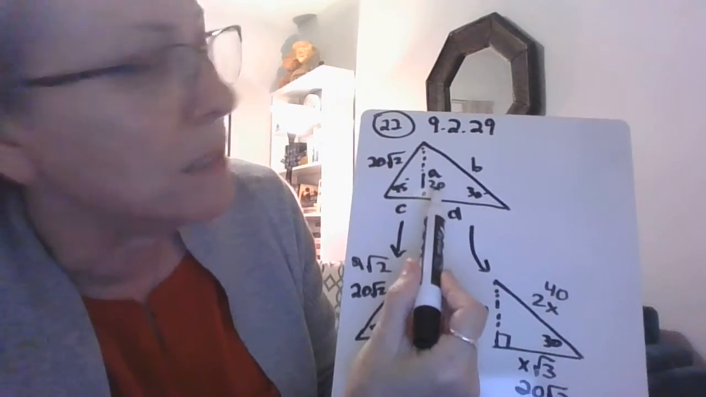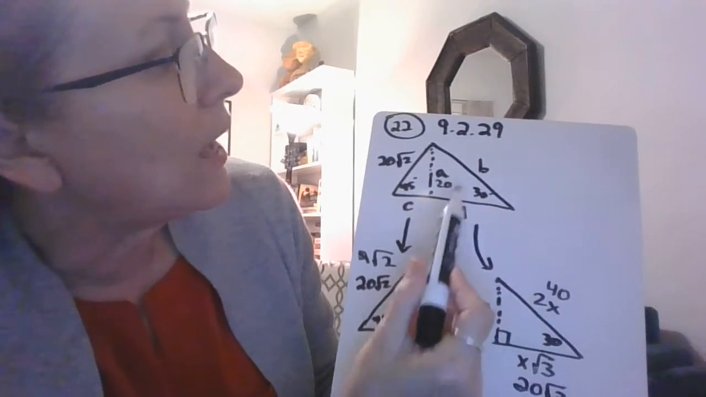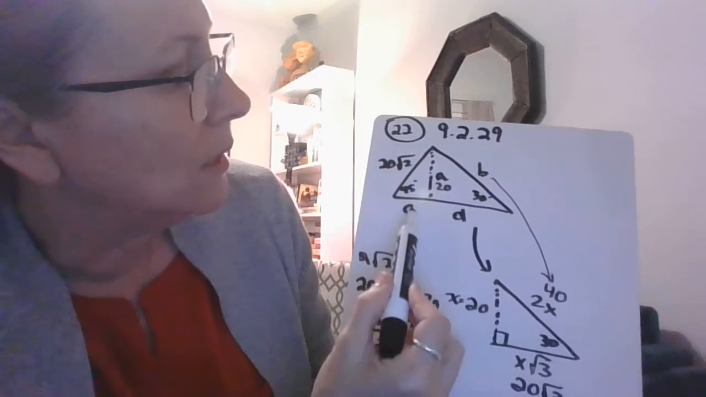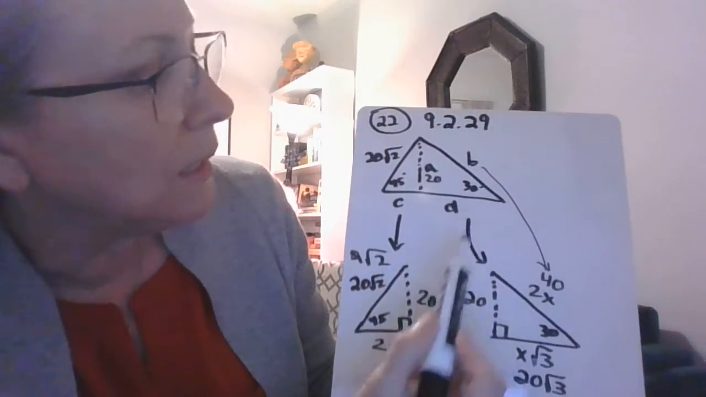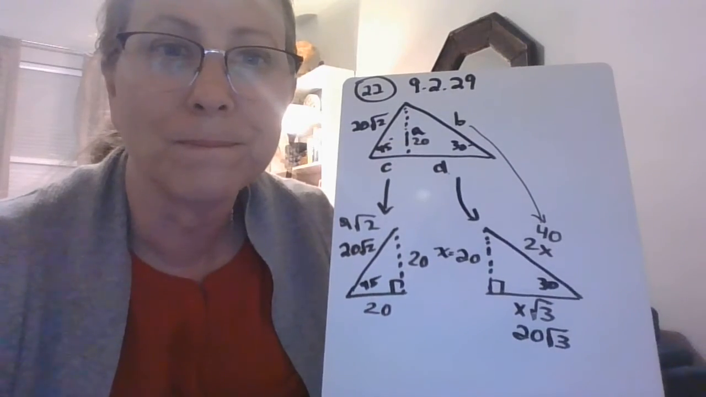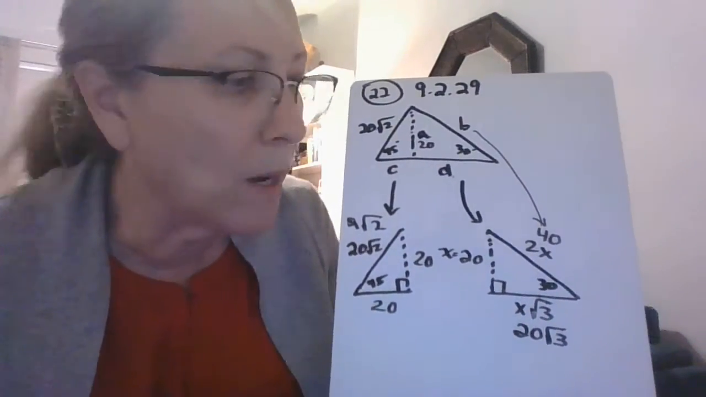We have A is 20, B is 40, this hypotenuse, C is 20, and D is 20 root 3. All right, I'm going to move on to the next problem. Let me go ahead and get that one set up.